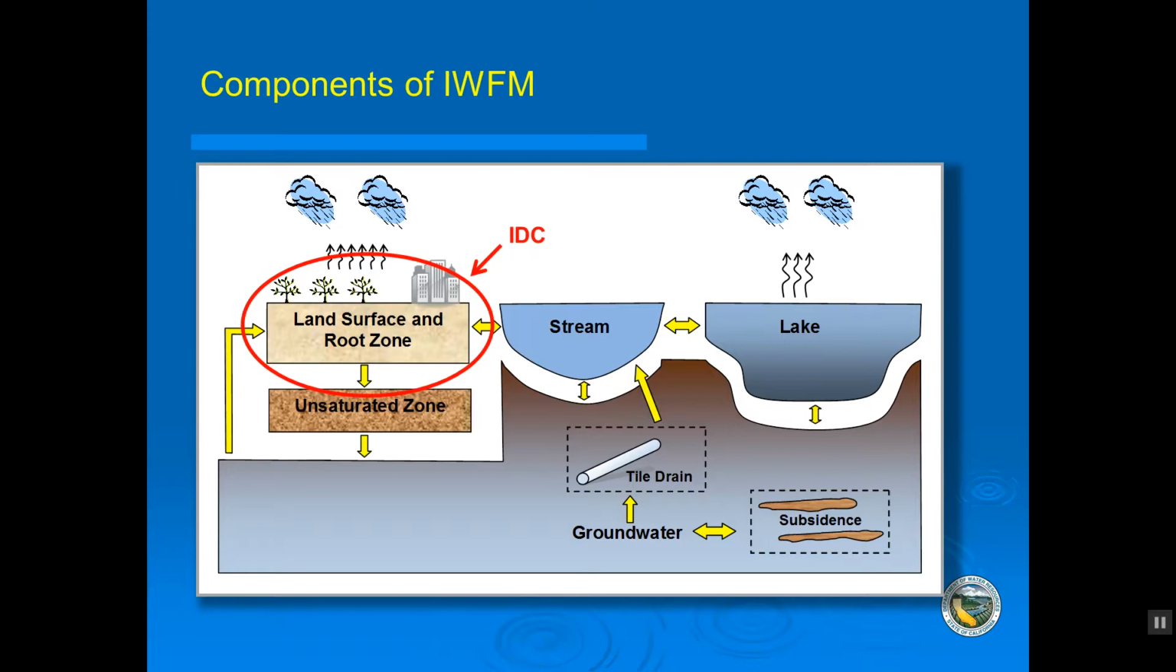So when IDC is used within IWFM, once IDC calculates the demand, since it has connections to the streams and the groundwater, it also gets information from the stream component in terms of how much diversion is happening, and from groundwater in terms of how much pumping is happening to meet those demands. So in a modeling exercise, it's possible that you have the demand calculated by IDC, but maybe you don't have the water in the system. Maybe you don't have the streamflow to meet that diversion, or you don't have the groundwater storage to meet the pumping.